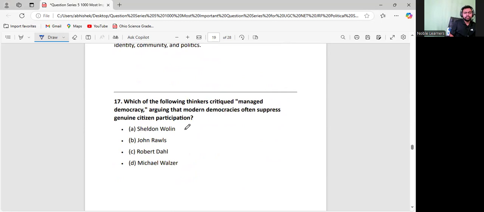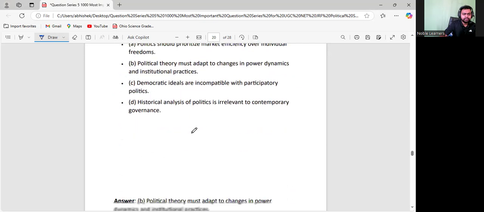Okay, so which of the following thinkers? Managed democracy is again the concept given by Sheldon Wolin. Very important concept. Managed democracy argues that corporates, political parties, and bureaucracy are all managing the democracy. The citizens are at no place; they are on the periphery, on the circumference of the circle, when they must be at the center. So managed democracy critiques that only the politicians, bureaucrats, and corporates are handling everything in the democracy, and the citizens are given the back seat. This is the concept of managed democracy. Let us go to the next one.